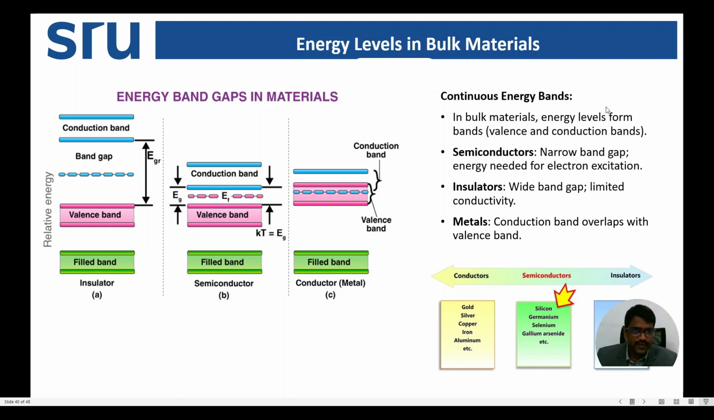So the energy bands in materials, if you see, here we have three types of materials: insulators, semiconductors, and conductors. In insulators, the green band you can see here is a filled band. So we have three types of materials: conductors, semiconductors, and insulators.